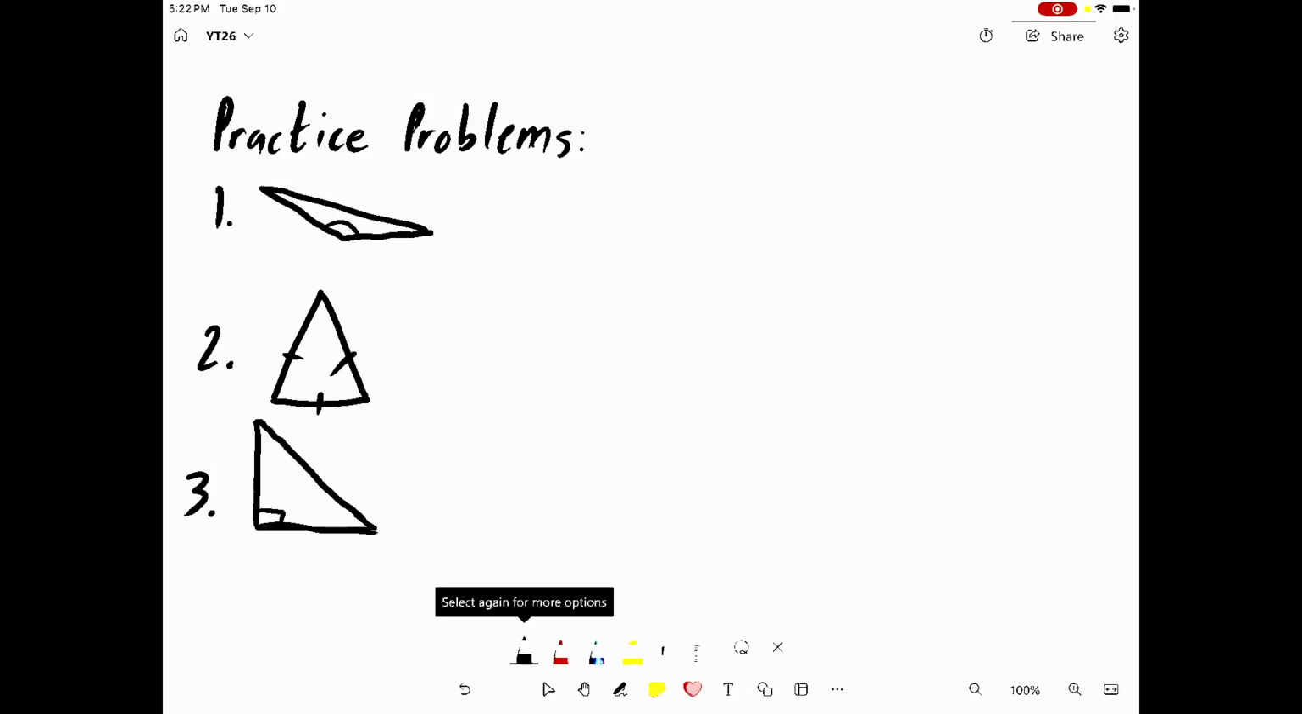Of course, none of my videos is complete without me assigning you some practice problems. The first practice problem is this triangle, which of course you have to identify. So I'll rewrite that down over here. Identify. The second one is this triangle in the middle, and the bottom triangle is the one that we have to identify for our third practice problem.